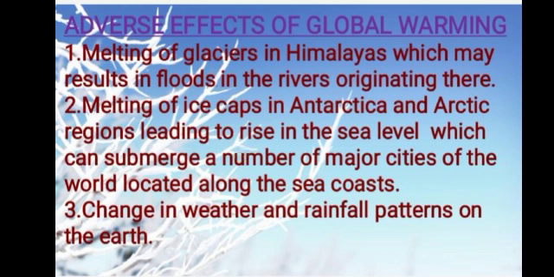Let's see the adverse effects of global warming. First, melting of glaciers in the Himalayas, which may result in floods in the rivers which originate from there. Second, melting of ice caps in Antarctica and Arctic regions, leading to rise in the sea level, which can submerge a number of major cities of the world located along the sea coasts. Third, change in weather and rainfall patterns on the earth.